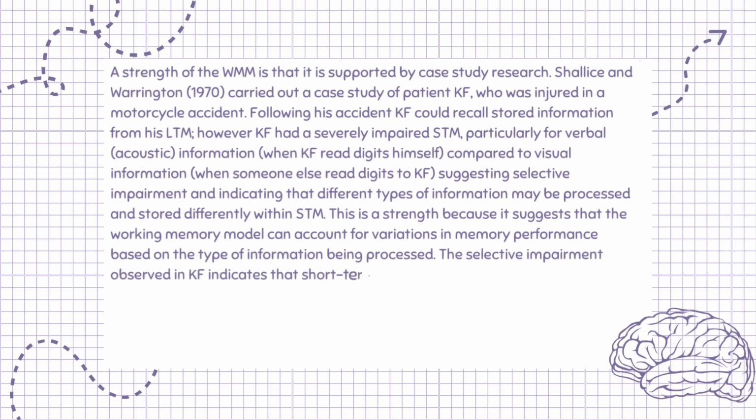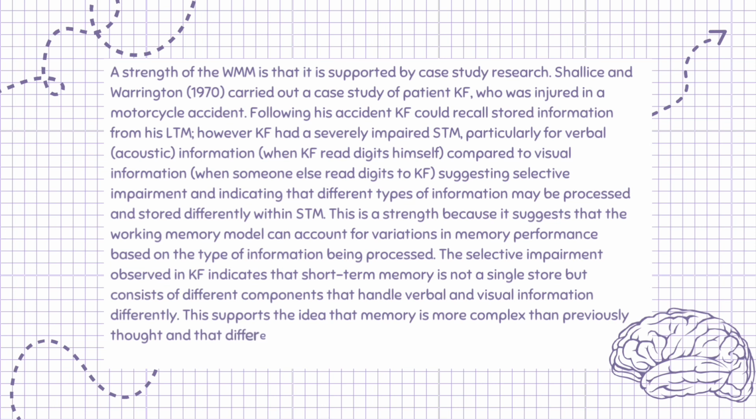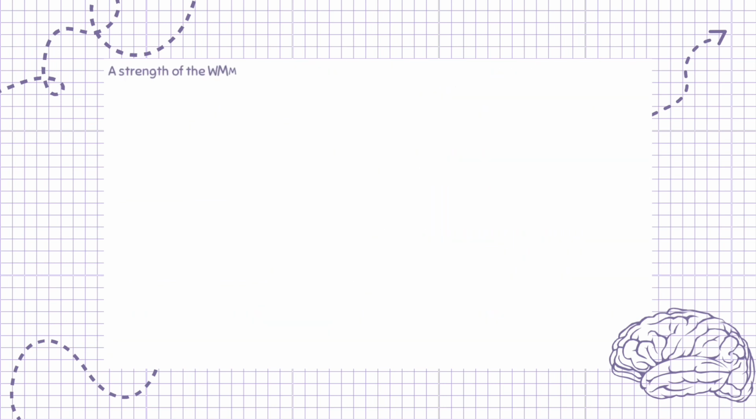The selective impairment observed in KF indicates that short-term memory is not a single store but consists of different components that handle verbal and visual information differently. This supports the idea that memory is more complex than previously thought and that different modalities may operate independently within the short-term memory system.